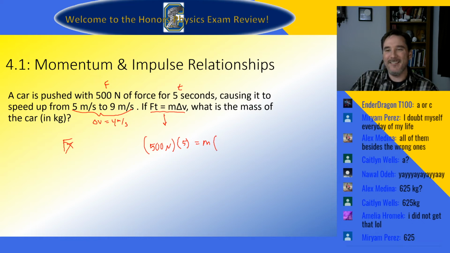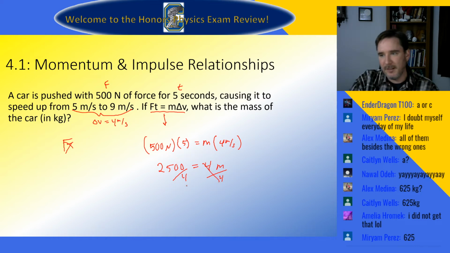All right, so 4 meters per second. 500 times 5, what is that? 2500. And then I'm just going to leave units off for now. Is equal to 4 times m. So if I divide both sides by 4, then 2500 divided by 4, I'm guessing that's 625. It is. All right. So 625 is equal to m.